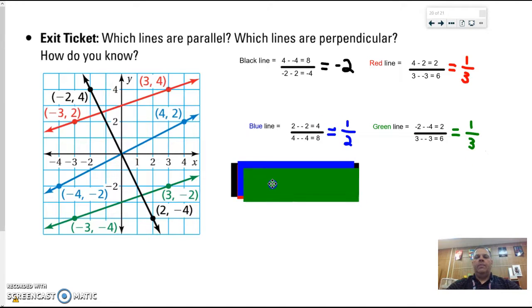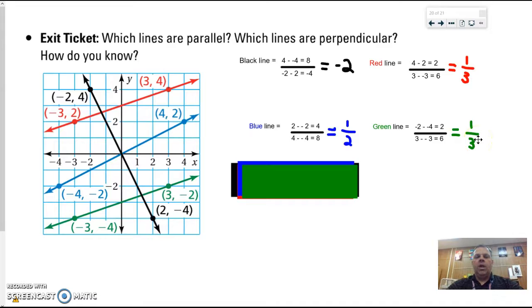Finally, for our green line, -2 minus -4 equals 2. 3 minus -3 equals 6. 2/6 simplifies to 1/3. Therefore, the slope of the green line is 1/3.